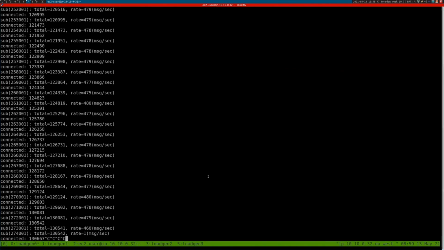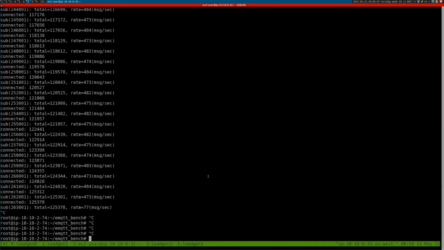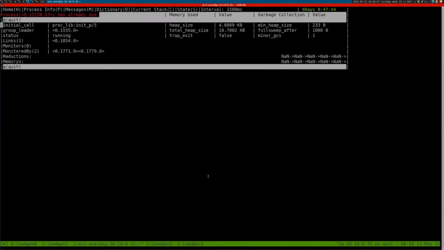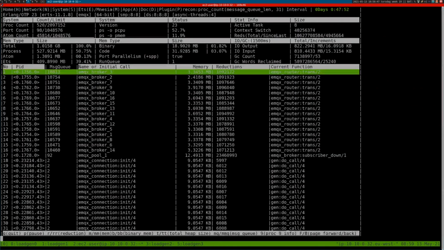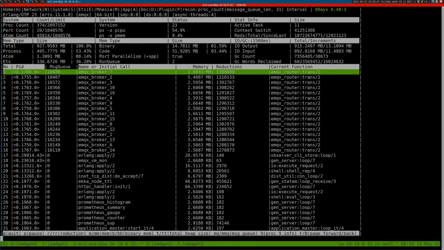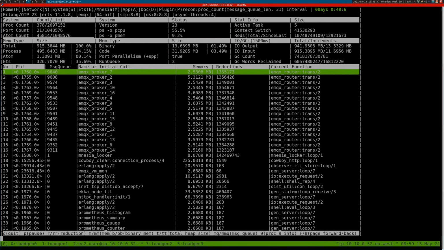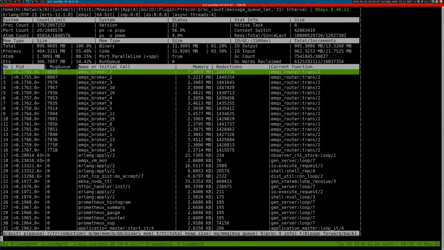Let me see. So this is when unsubscribing happens, right? The client going offline. You can see the message queues are being queued by the EMQX broker processes. And it's going down quickly.